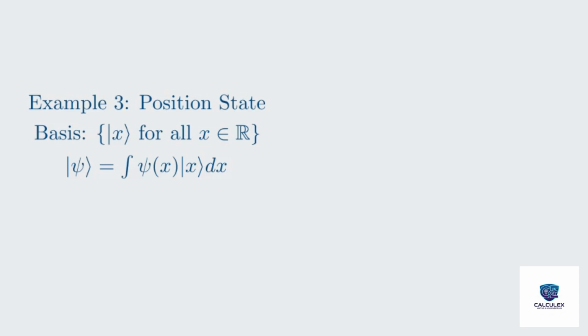The function psi(x) is our new set of coefficients. The vector space is now infinite dimensional. This might seem more complicated, but the core idea is the same. Psi(x) is a vector component, but for a continuous index x, instead of a discrete index like 0 or 1.